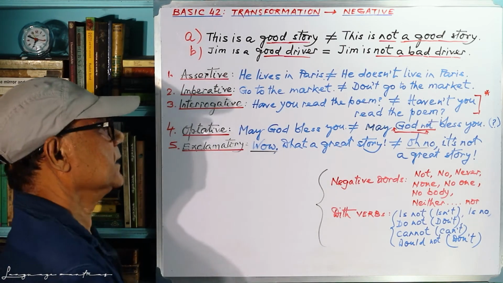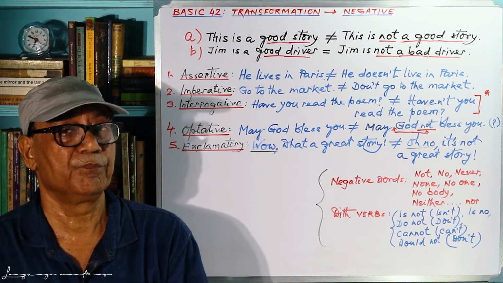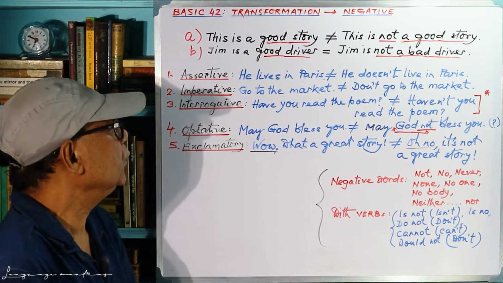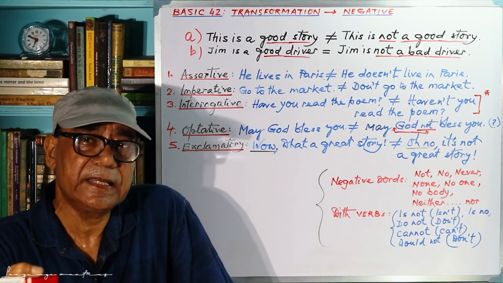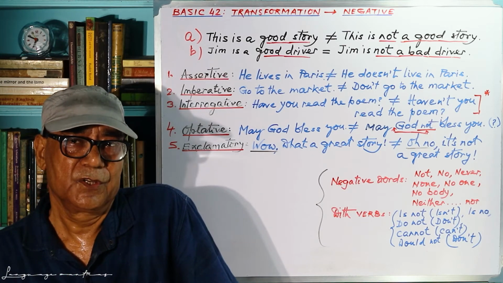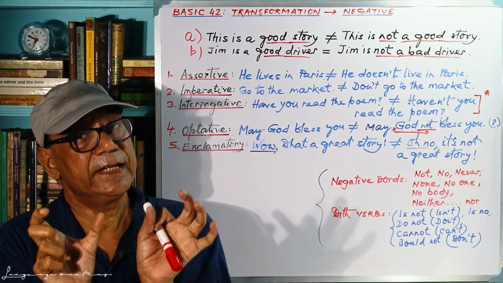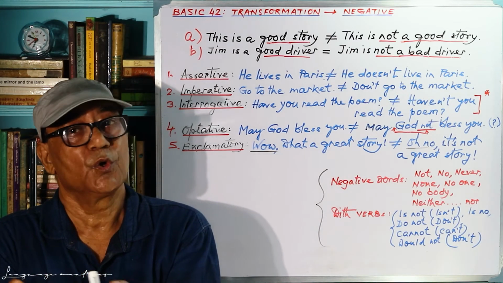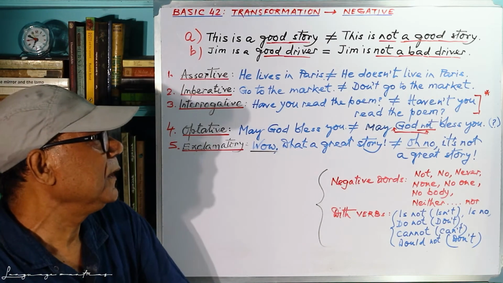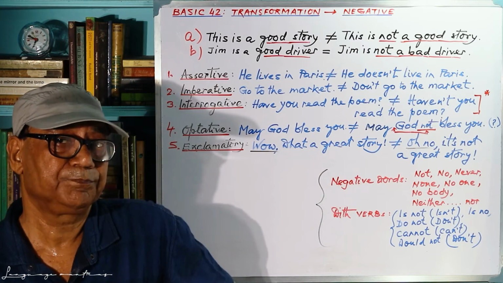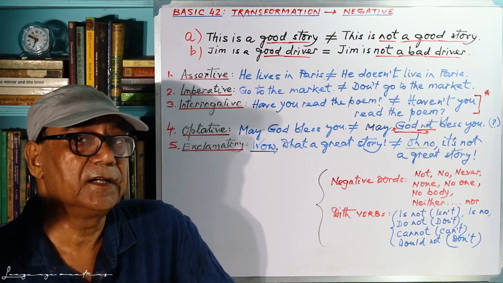Next, interrogative sentence. Interrogative sentence means it is in the question form. You are asking something. So, have you read the poem? This is a question, and you expect an answer from somebody. When you want to make it negative, it is expected that this particular interrogative format would be there also. So what will be the answer? Have you read the poem? Haven't you read the poem? Have you read the poem becomes haven't you read the poem?